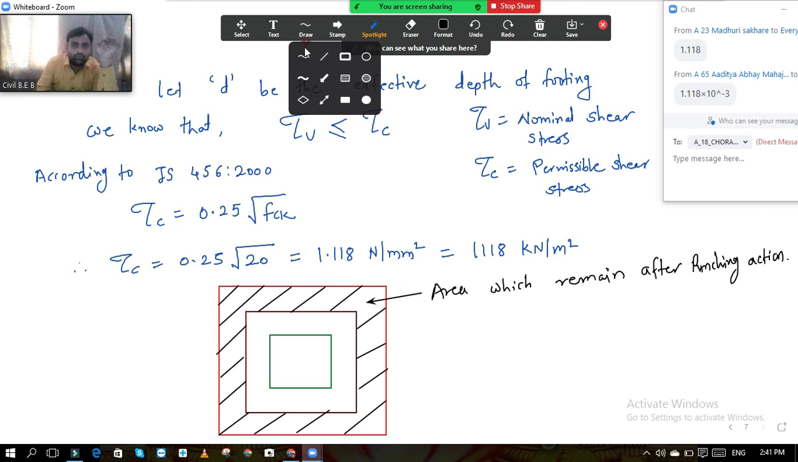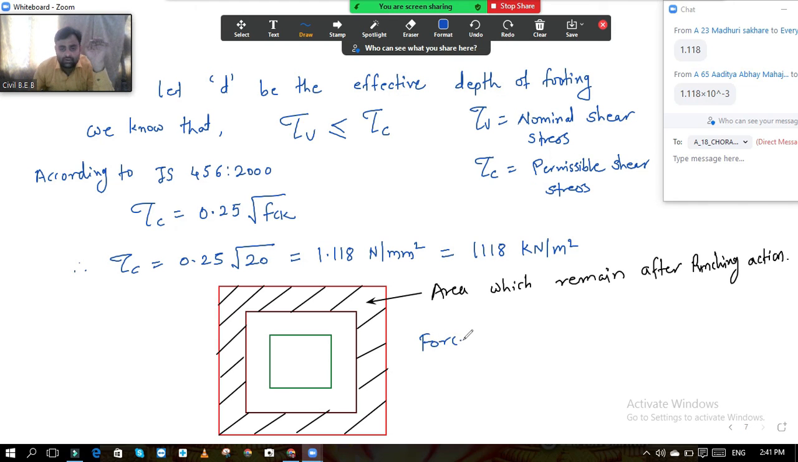So to calculate the shear force, what is the basic formula for force? You know that force is equal to stress, or pressure, or intensity, into area. The simple formula is there for the force. Same logic we are going to apply over here. Force is nothing but stress into area. So this force is the shear force, that is the Vu.